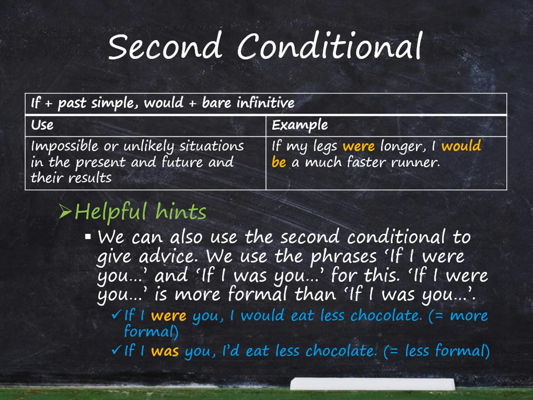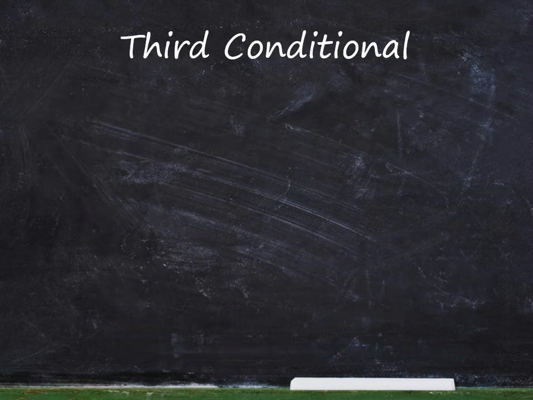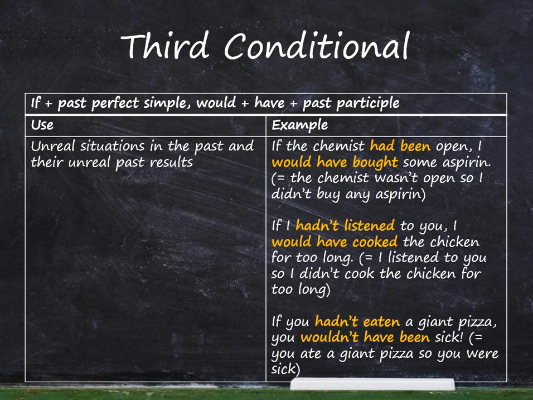And time for the last conditional on our list, the third conditional. It's if plus past perfect simple, comma, would plus have plus past participle. We use the third conditional to talk about unreal situations in the past and their unreal past results. For example, if the chemist had been open, I would have bought some aspirin. The chemist wasn't open, so I didn't buy any aspirin.